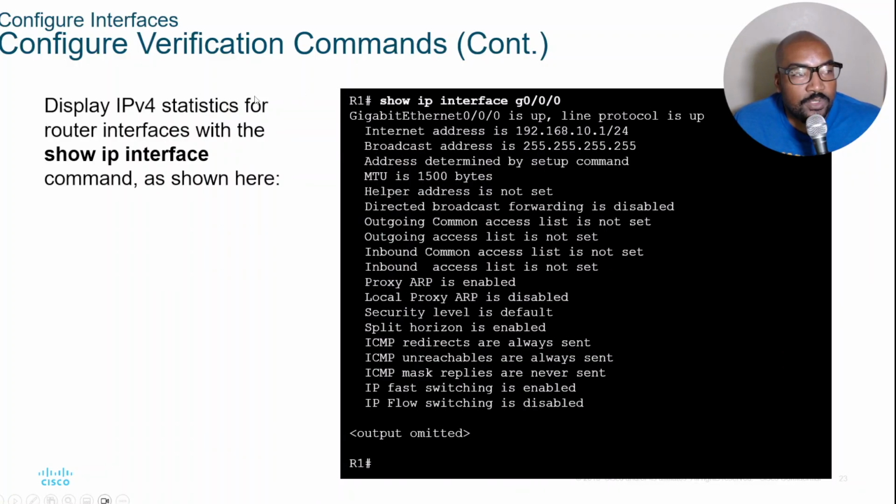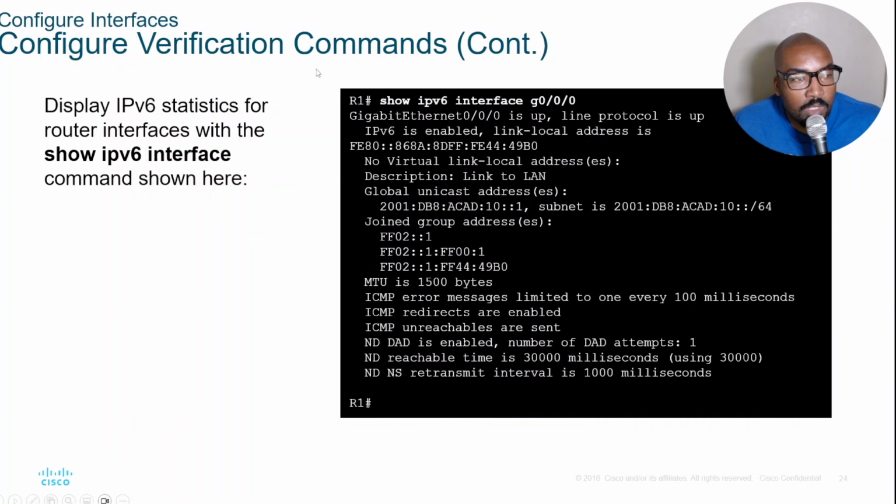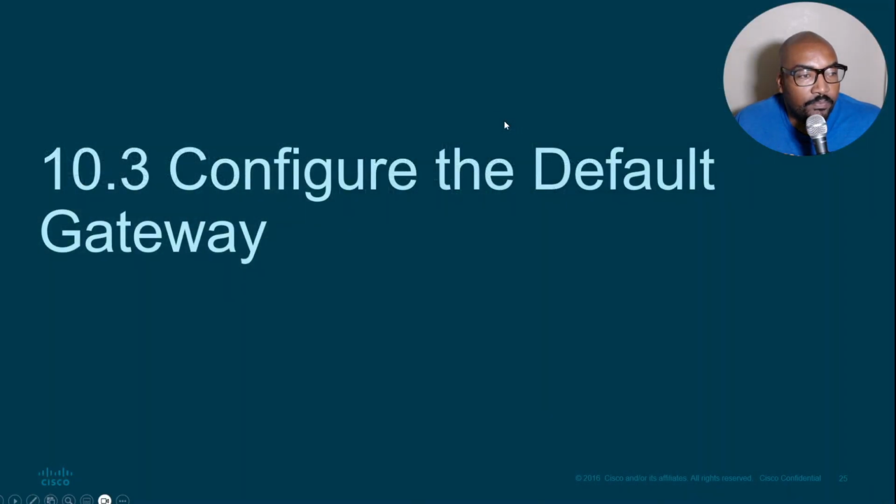Display IP version 4 statistics for router interfaces with show ip interface, and this shows all of the information that's going on with the interface. So if you want to specifically look at this gigabit interface, it'll give you all the information on what's going on with it. And same thing with IP version 6. If you have IP version 6 set up, then it'll give you all the statistics for IP version 6.